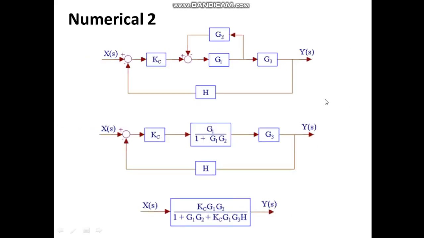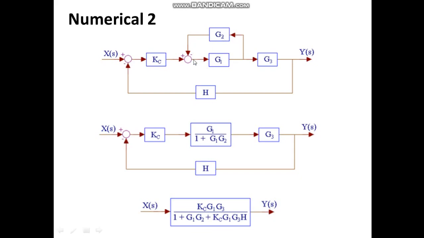Now let us go for second numerical. So here you can see one input as X, then Kc is considered as a block in the forward line, then G1 and G3 are also blocks in the forward line, whereas H and G2 are considered to be feedback. So when you look at this particular presentation, you can see the minor feedback loop formed by G1 and G2. So we can write this as G1 divided by 1 plus, because this G2 is minus, G1 divided by 1 plus G1 into G2.